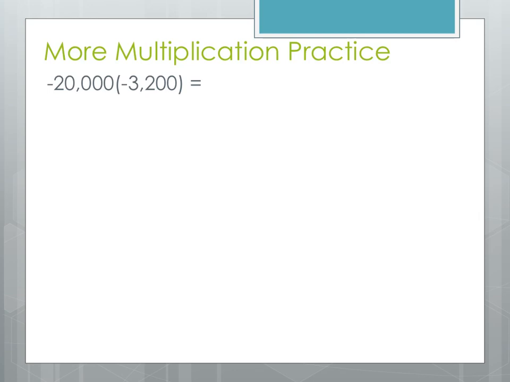So, like we did in the last one, we'll choose our sign first. A negative times a negative, signs are the same. So our sign for this answer is going to be positive. We'll draw that in so we don't forget. And then we'll put the larger of the two numbers on the top, 20,000. And then the smaller number underneath. We're going to multiply these two together.